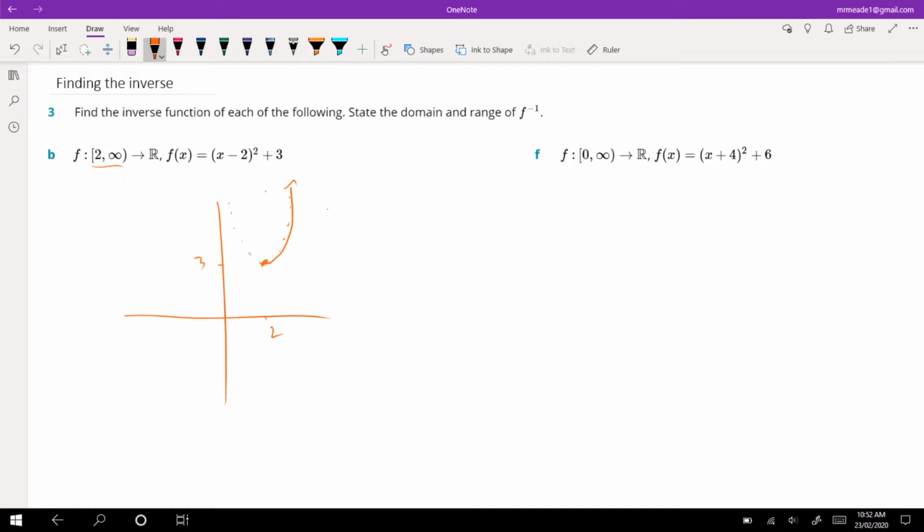The next thing to remember is that the inverse is actually a reflection in y equals x. So let's do a little diagonal line like this. And that point (2, 3) will become (3, 2). And it'll go up like a positive root graph. So that's the top half.